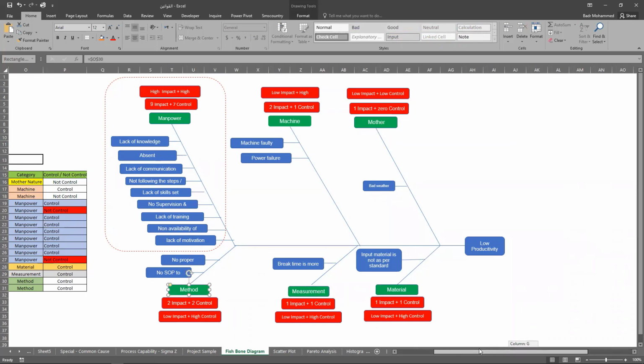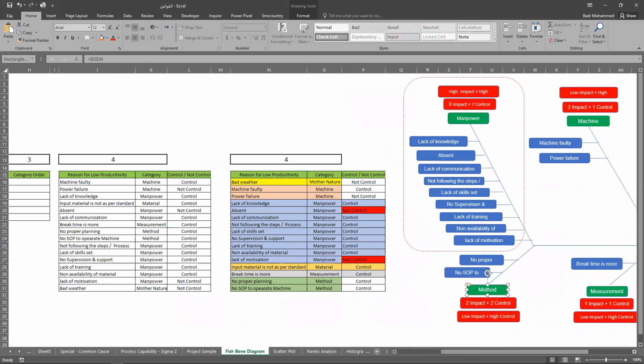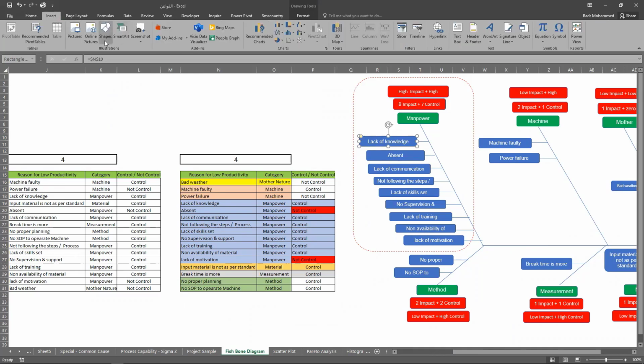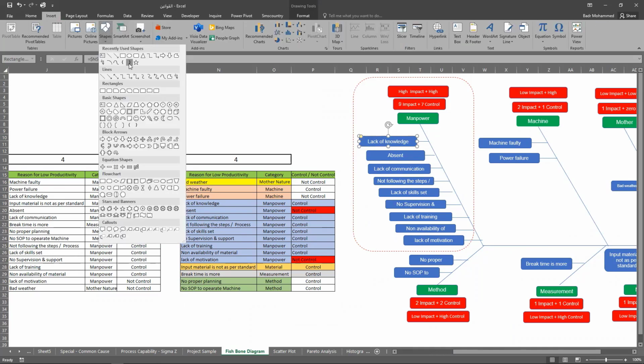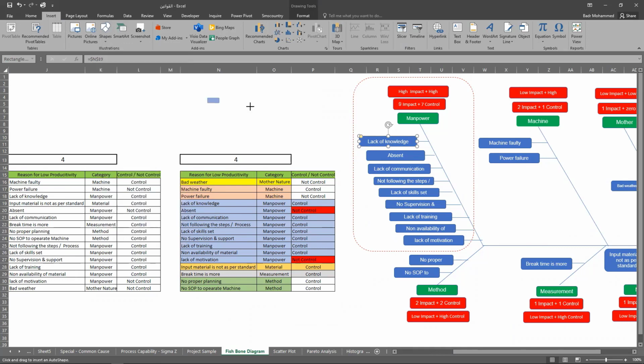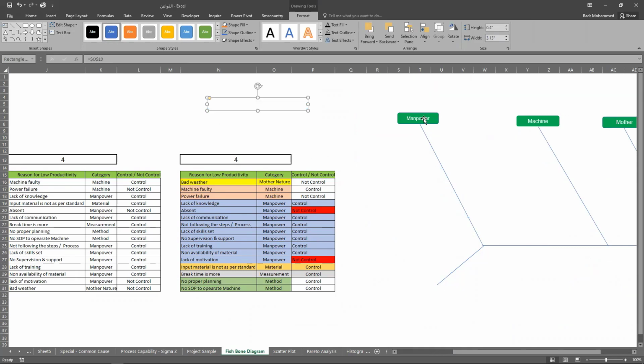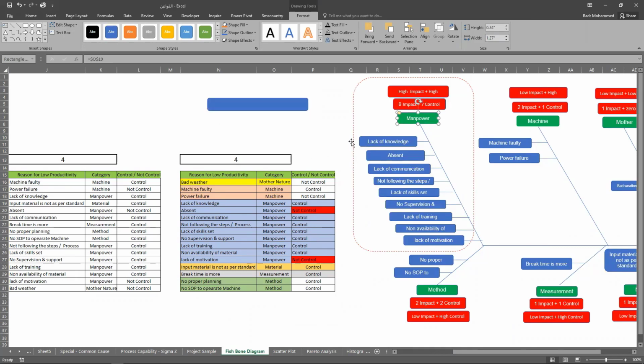Okay, guys. Here is one recommended thing you need to do. This is a normal insert. You come here, insert, for example, a shape. This shape you can insert here. This is the same, but here we will tell you one technique. So this is the manpower. What are the root causes falling on this category? How many root causes? Maybe 9. Yes, there are 9.